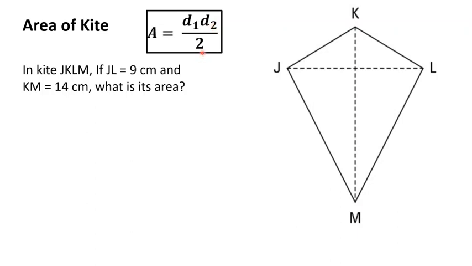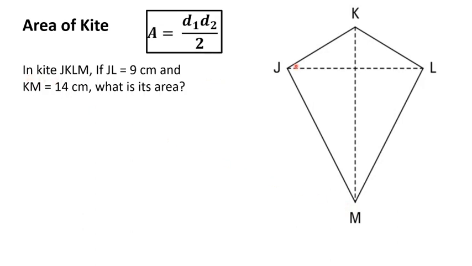So if we're going to explain that, to get the area of a kite, you're going to multiply first the measurement of JL and the measurement of KM. And then after that, we're going to divide it by 2. So let's have an example here.